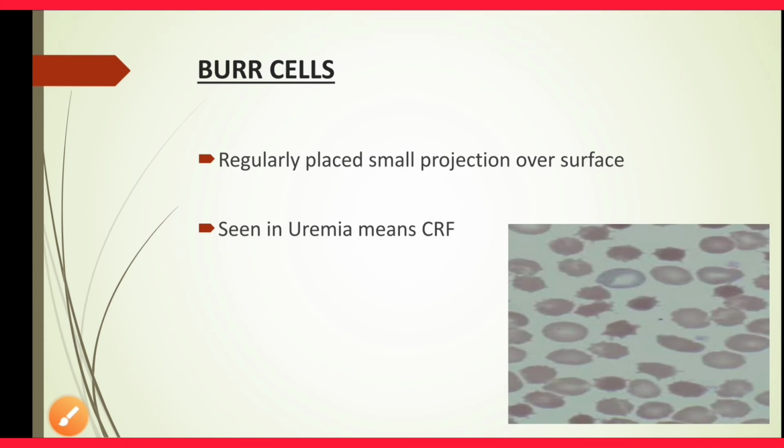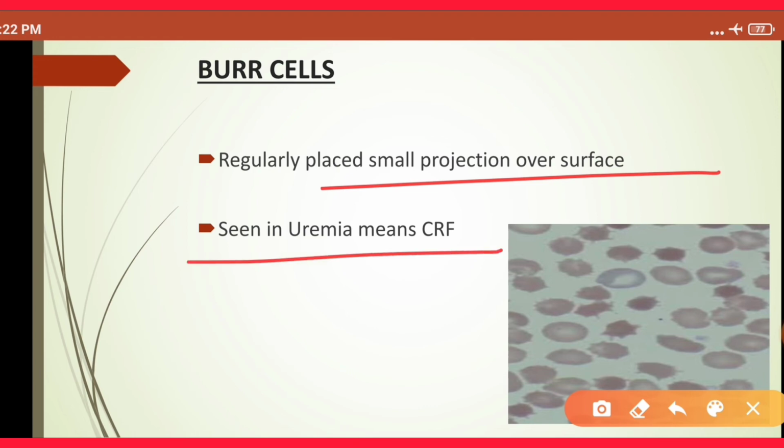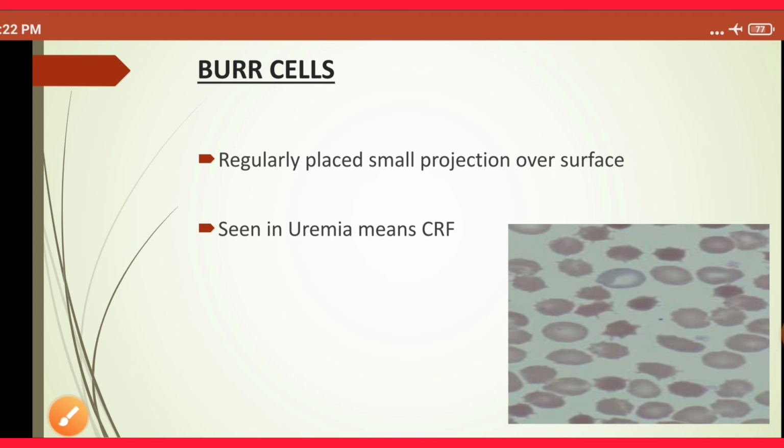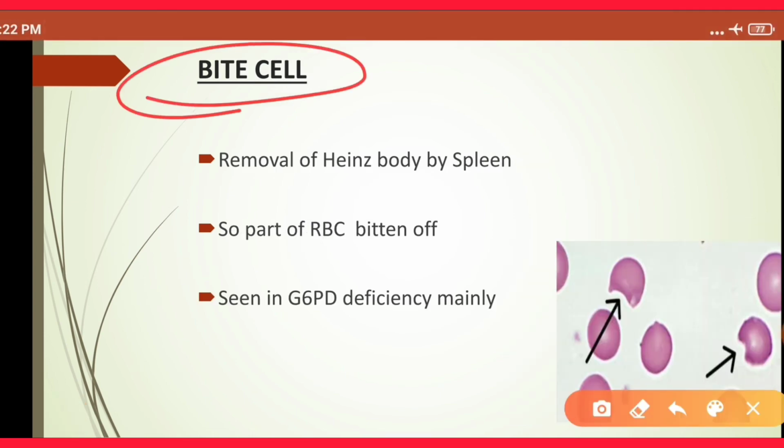Okay. Burr cell. A fourth variety is the burr cell. It has projections over the surface. It is seen in severe hemolytic anemia. Particularly, it is seen in uremia, chronic renal failure. Right? These are the burr cells. You can see that small projections over the surface are seen. Okay. The fifth variety is the white cell in hemolytic anemia. It is particularly seen in G6PD deficiency.